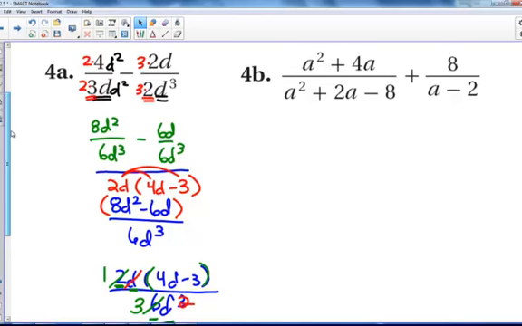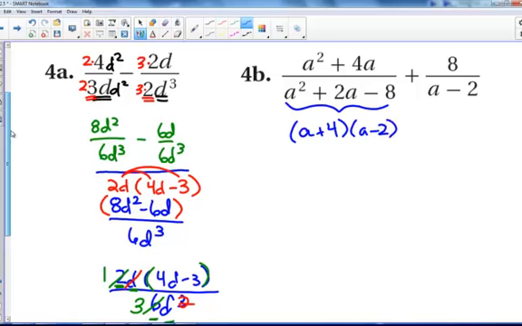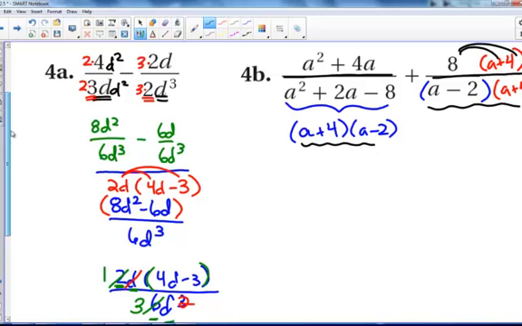All right, the next problem, we need to factor this. So a plus 4, a minus 2. So to get a common denominator, we're going to multiply this by a plus 4. All right, I'm going to rewrite this entire problem below. The numerator needs to be all distributed out so I can put my like terms together. I'm going to leave the denominator factored because I'm going to eventually cancel.